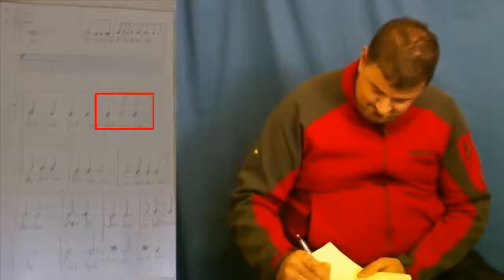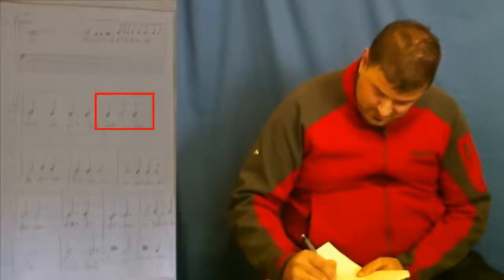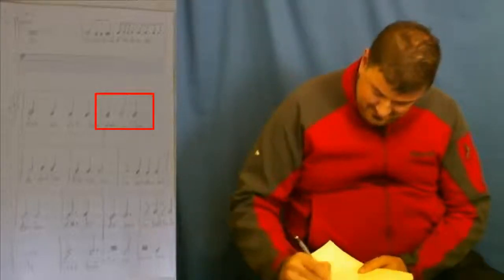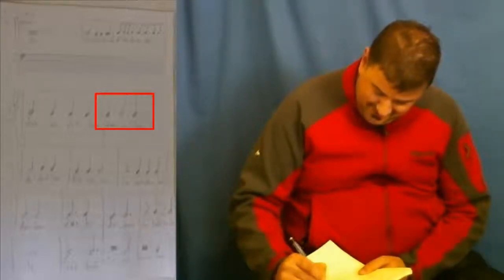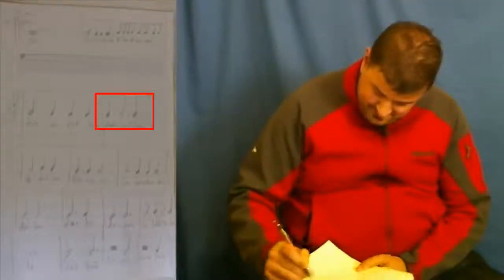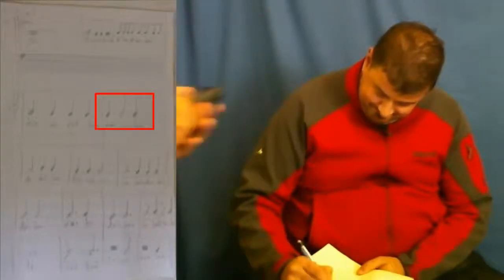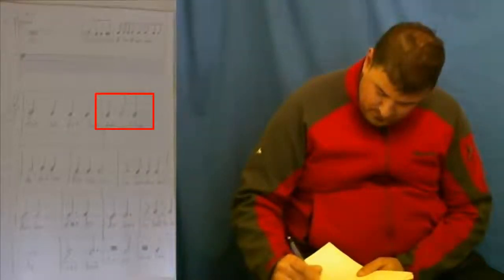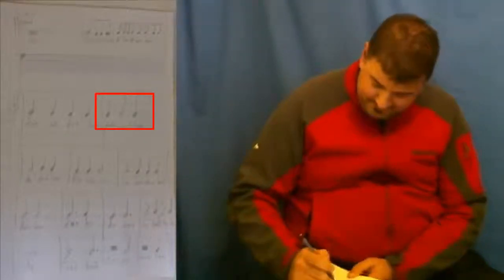Quarter, half, quarter. I should do it properly in that case. I just can't do a half otherwise. Quarter, half, quarter. Yep. And that's dobubo. So that's B-U. Dobubo. Yep.